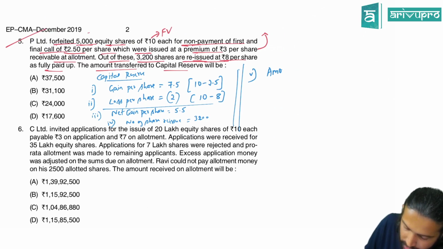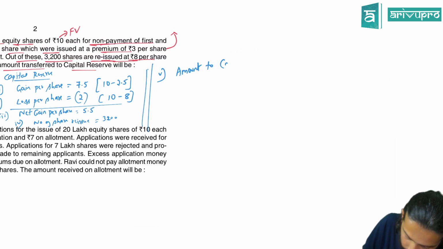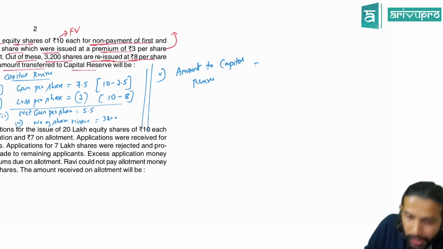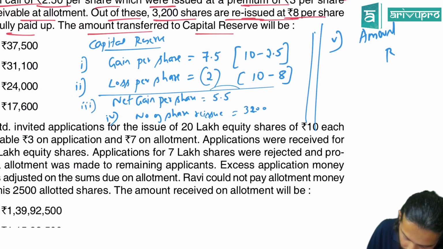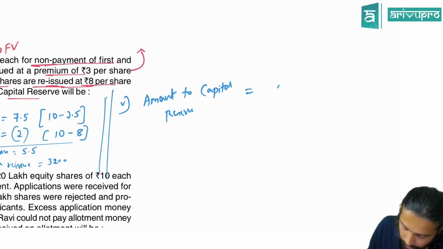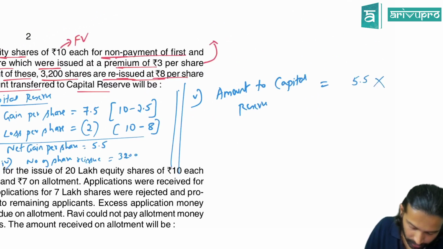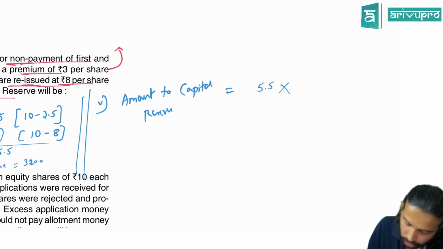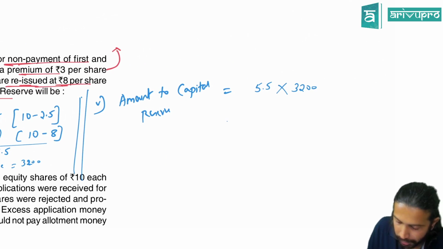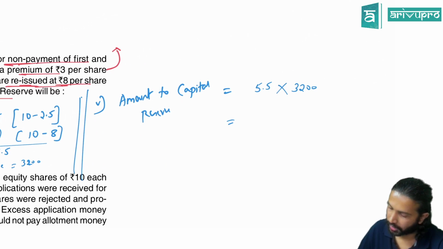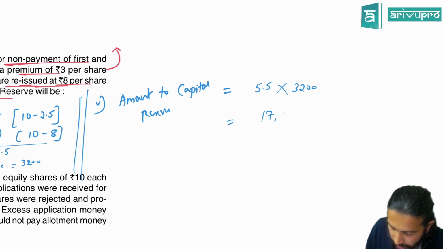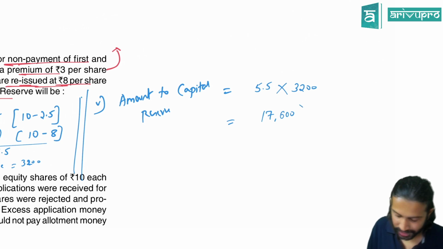That means last step, point number 5. Amount to be transferred to capital reserve. Amount to capital reserve is nothing but net gain per share multiplied by the number of shares reissued. How much is net gain per share? 5.5. So gain on one share is 5.5. How many shares did the company reissue? 3,200. So 3,200 multiplied by 5.5, you do. How much are you going to get? 17,600. This is the answer.